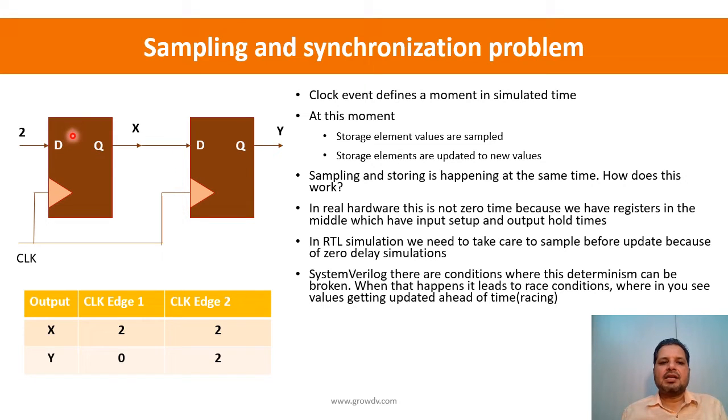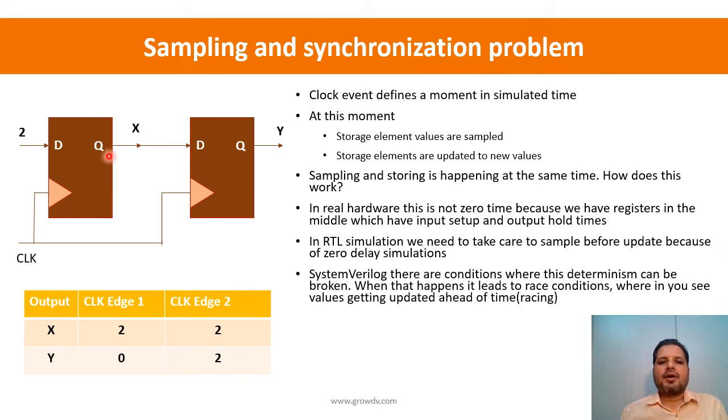For example, the D value of the second flop is sampled, and at the same time the value of Q is getting updated, right? So now, if we take this value X, the connection between flop 1 and flop 2, at the particular edge of the clock, this output is also getting updated and this input is also getting sampled, right? And now when we are doing the simulation, if we are sampling and storing at the same time, how should this work?